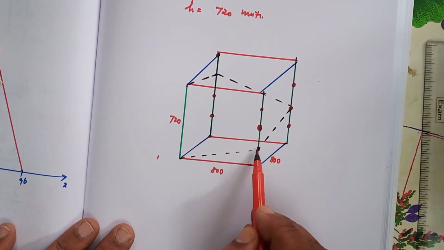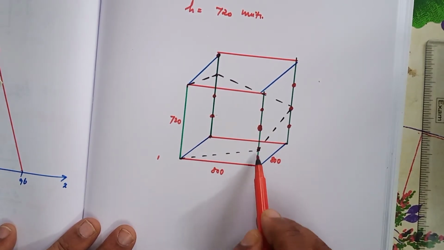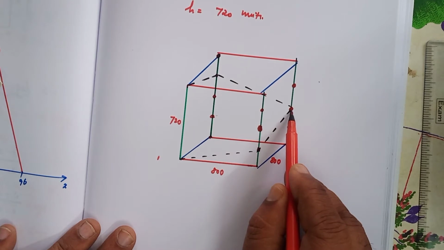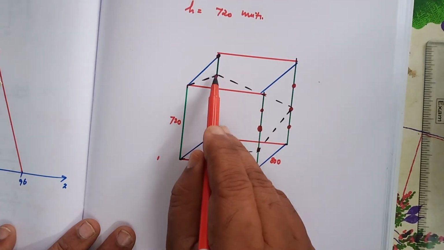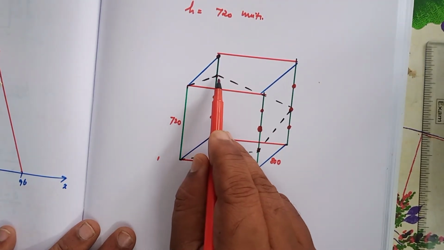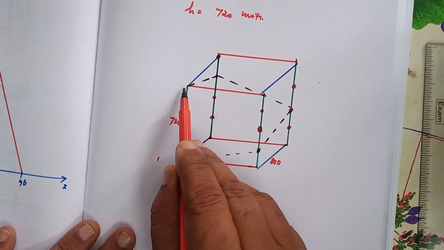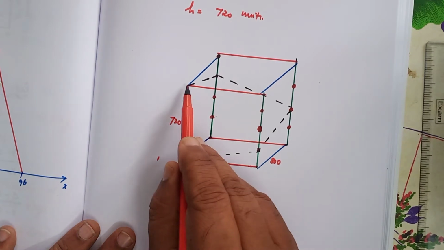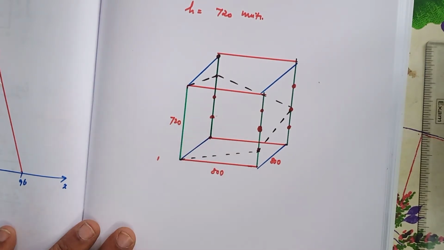Look at that. From here to here, it joins the quarter portion. Then the next one, at the middle. Then a quarter from the top, that means from here, 3 by 4. Then it reaches the full height. So it starts here, ends here.